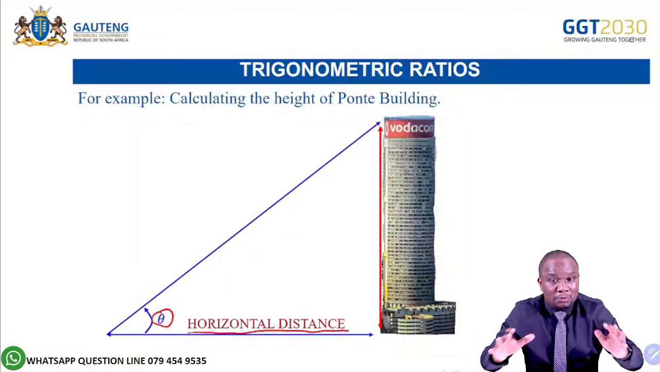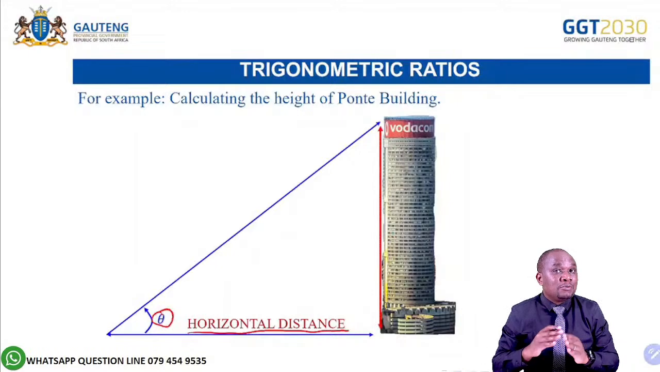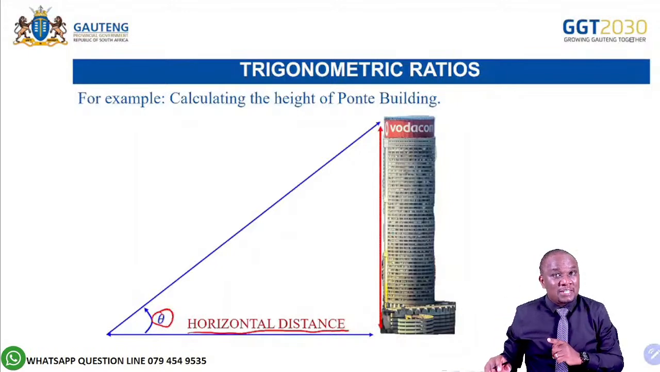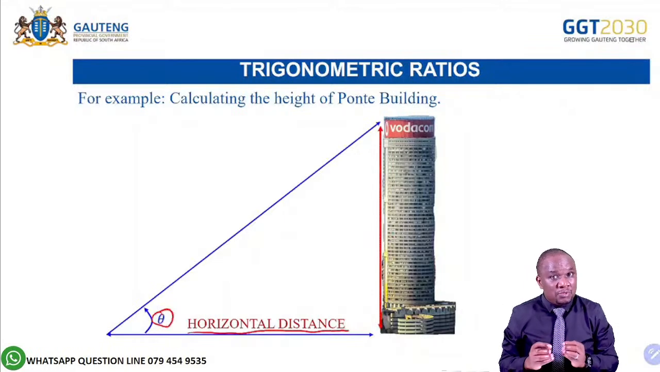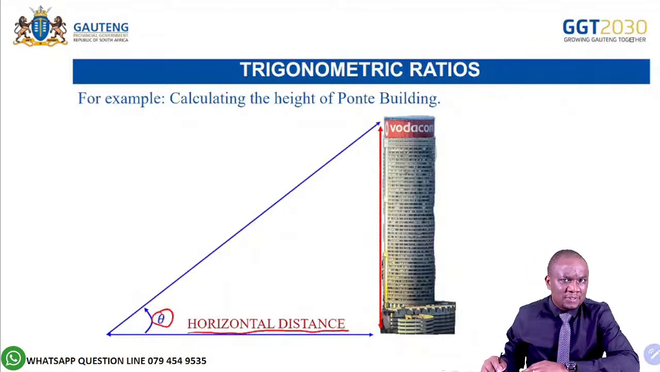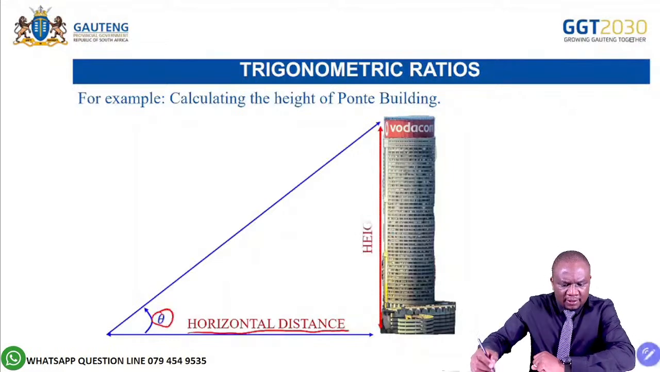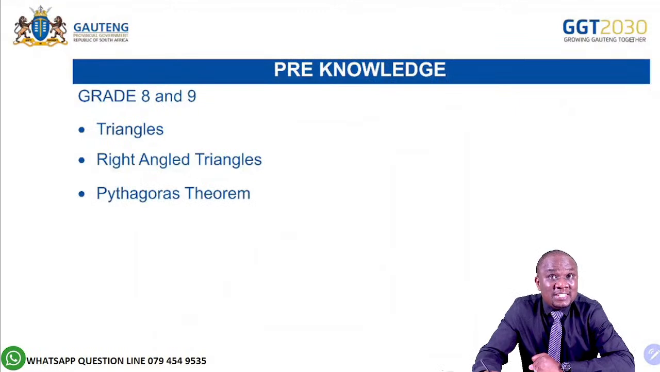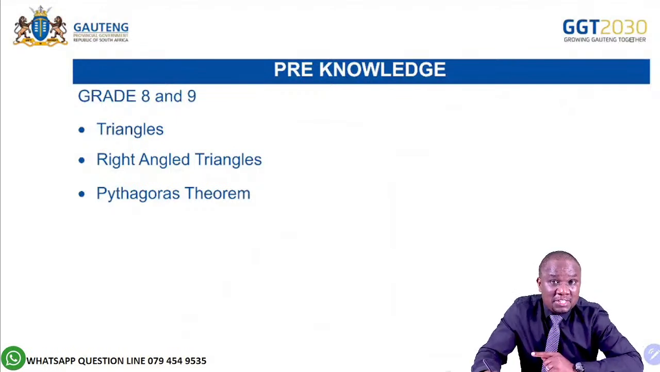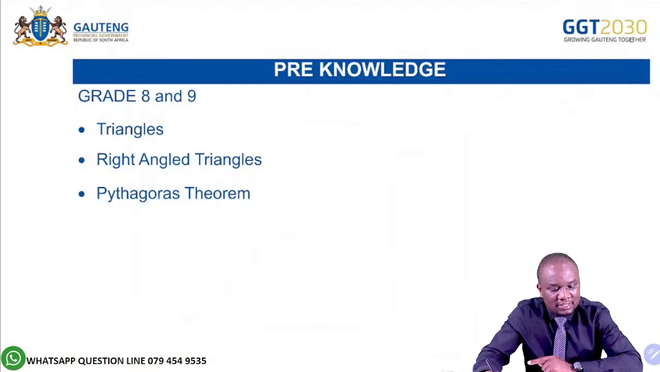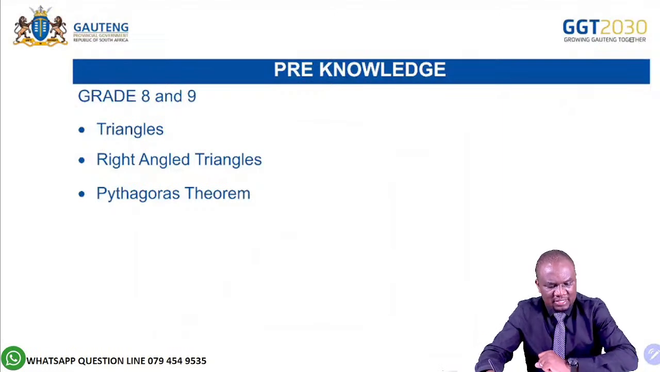I'm not going to go into detail on how we're going to find that because we're going to be doing those calculations later. But remember this example when you start those calculations. Today, we're just defining trigonometric ratios. You see the application of trigonometry? It can be used in a lot of areas. In grade 8 and 9, we learned about triangles and right-angled triangles, because we're going to define trigonometric ratios using right-angled triangles. And the Pythagoras theorem, do you remember it? We're going to use it in this lesson.